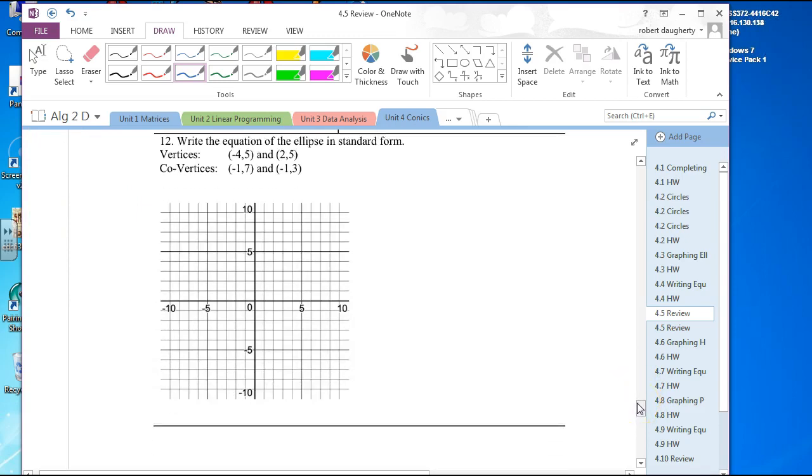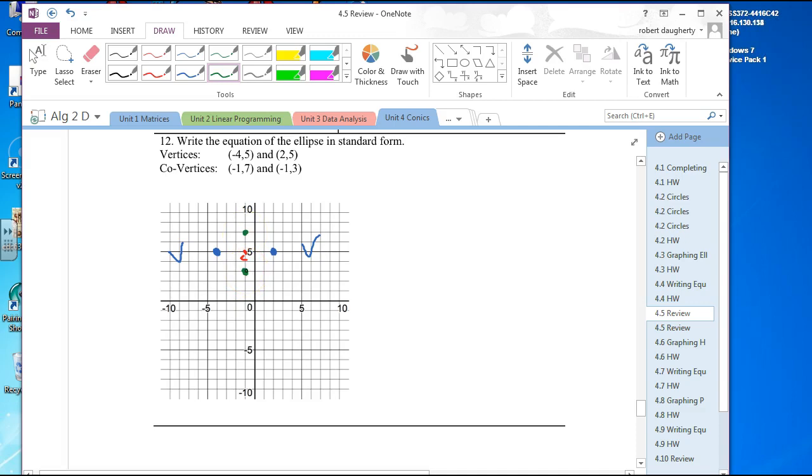Write the equation of the ellipse in standard form that has these vertices and co-vertices. So the vertices are at (negative 4, 5), so that's a vertex, and at (2, 5), that's a vertex. So that means this is a horizontal ellipse. So where's the center going to be? 1, 2, 3, 4, 5, 6. So it's going to be halfway in between. So I know that's going to be the center right there. The co-vertices are at (negative 1, 7) and (negative 1, 3).